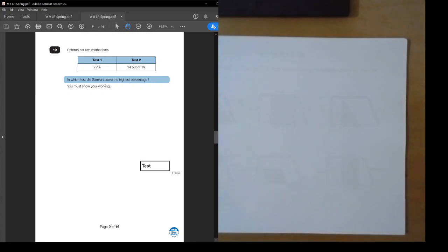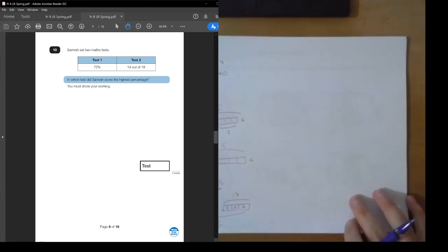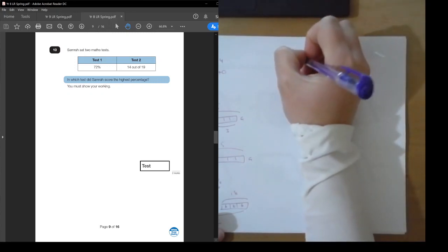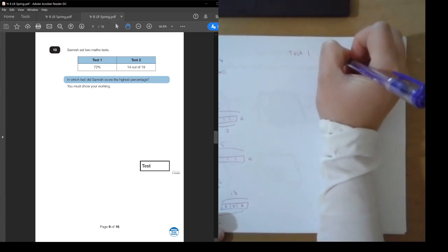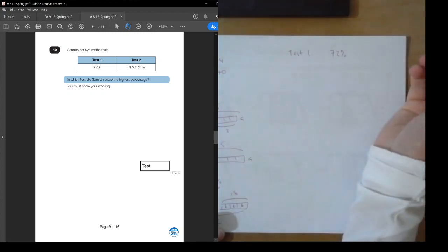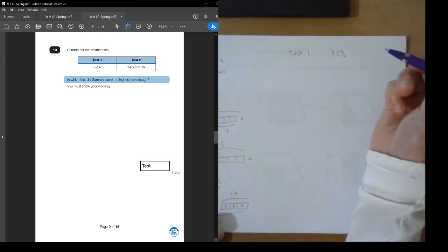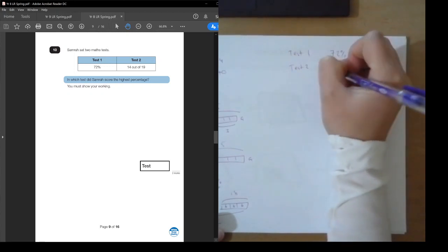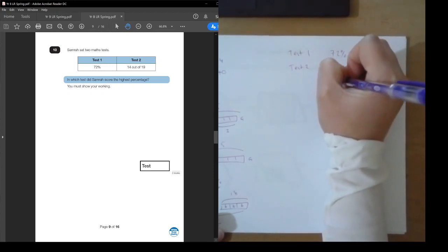Okay, so Summer sat 2 maths tests. Oh, why did I do that? I still have space. I need to use this paper up. Okay, sorry. So test 1 is 72%. I've already got the percentage, so I'm not worried because it says which has the higher percentage. Got the percentage, not worried about that one. Test 2 is 14 out of 19.